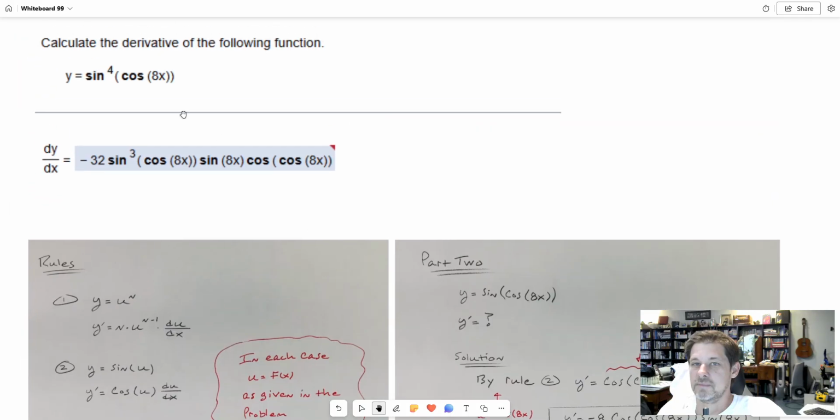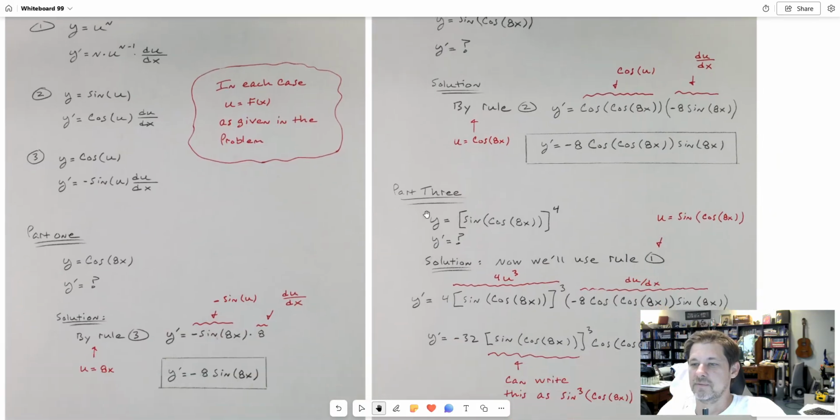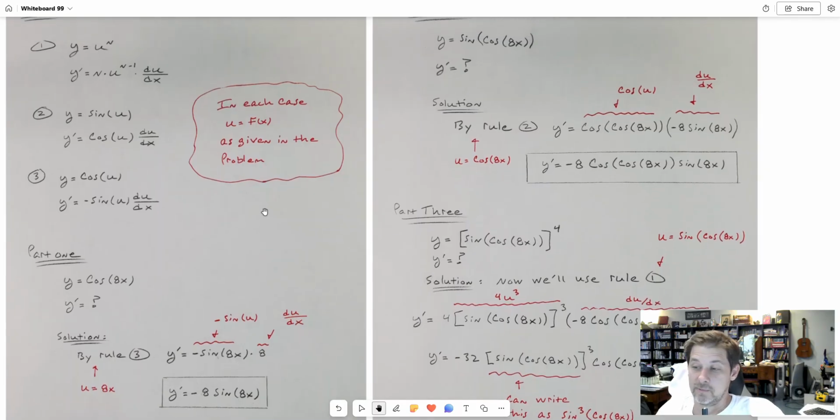So the question here in my math lab is, can you find the derivative of this? Sine of cosine of 8x all to the fourth power. Now, I hope writing it that way makes it really obvious. Which rule would it be? It'd be this one, u to some power n. You've got some function u, however complicated it is, raised to some power n. In my case, the u is sine of cosine 8x, the power is 4. This first rule applies. Here's what we do.